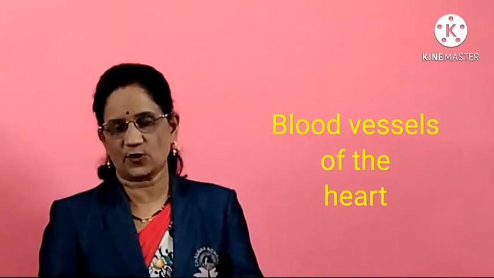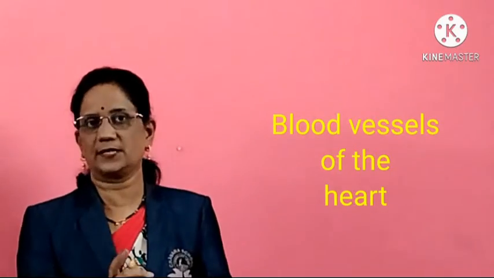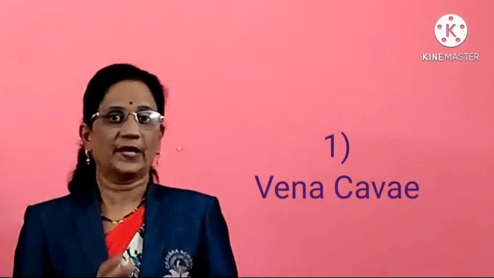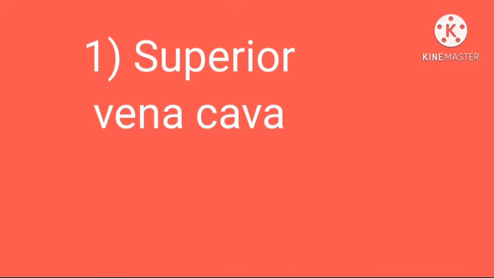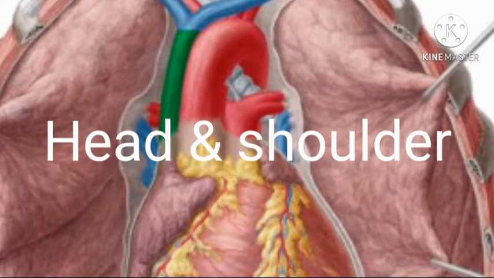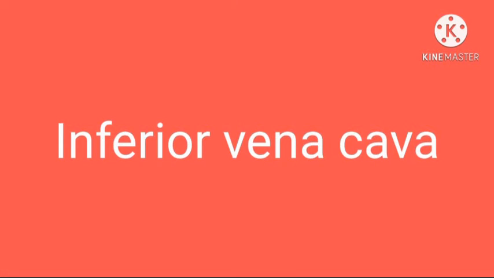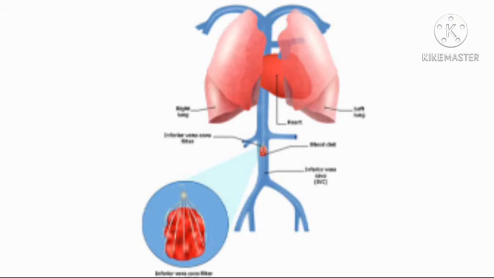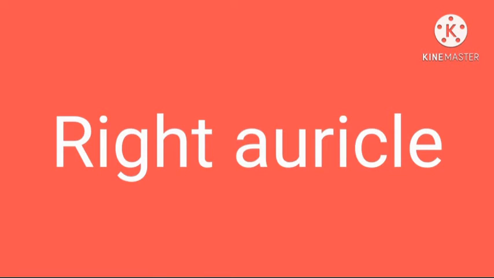Now students, the next topic of this part is the blood vessels of the heart. The first blood vessel is the vena cava. There are two types of vena cava present in our body. The first one is the superior vena cava. This is the large vein that brings in deoxygenated blood from the upper parts of the body such as the head, and the inferior vena cava is another large vein that brings in deoxygenated blood from the lower parts of the body such as the trunk and legs. Both these veins open into the right auricle.